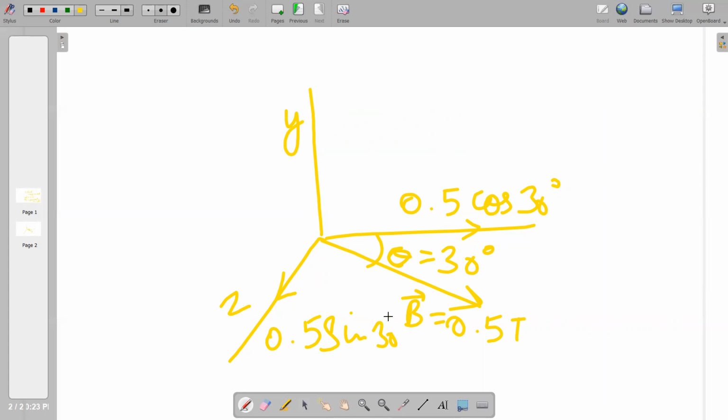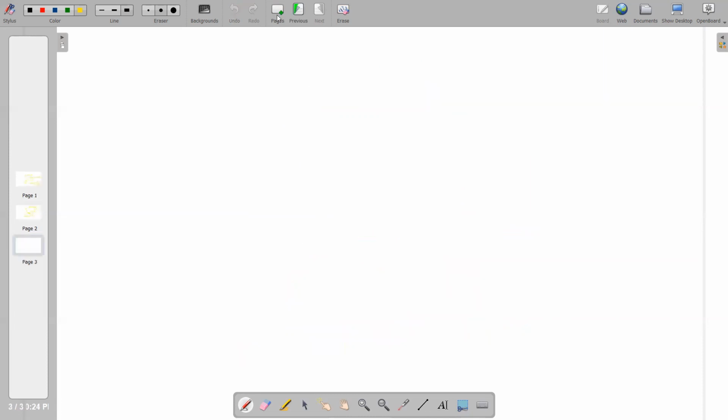Now the value of magnetic field becomes, in unit vector notation, 0.4330 i cap plus 0.25 k cap. Now we need to find the cross product between magnetic moment and magnetic field to find the torque.